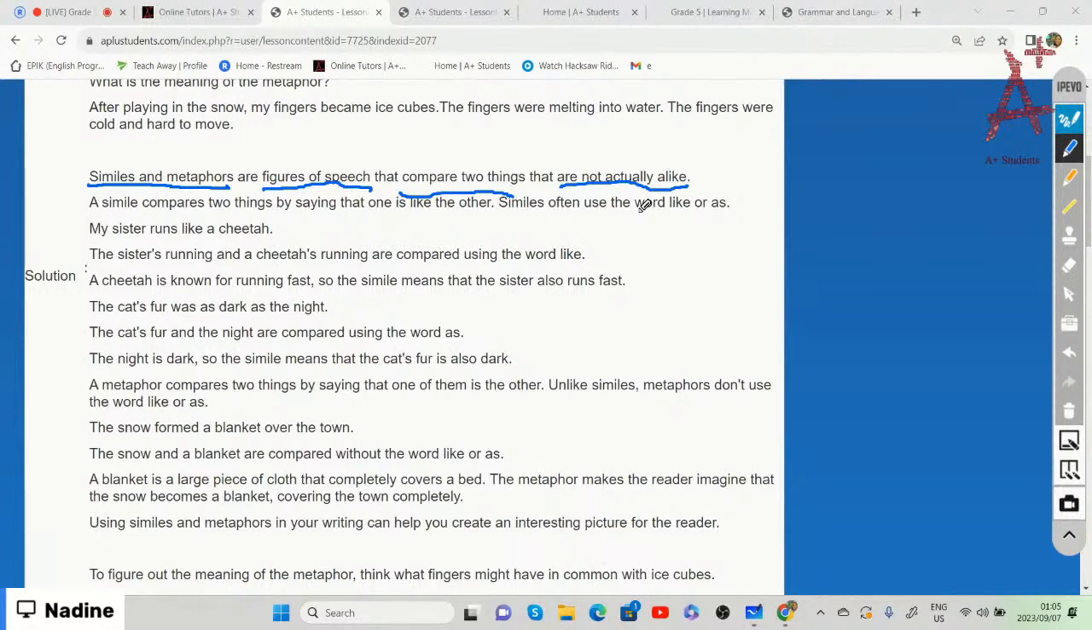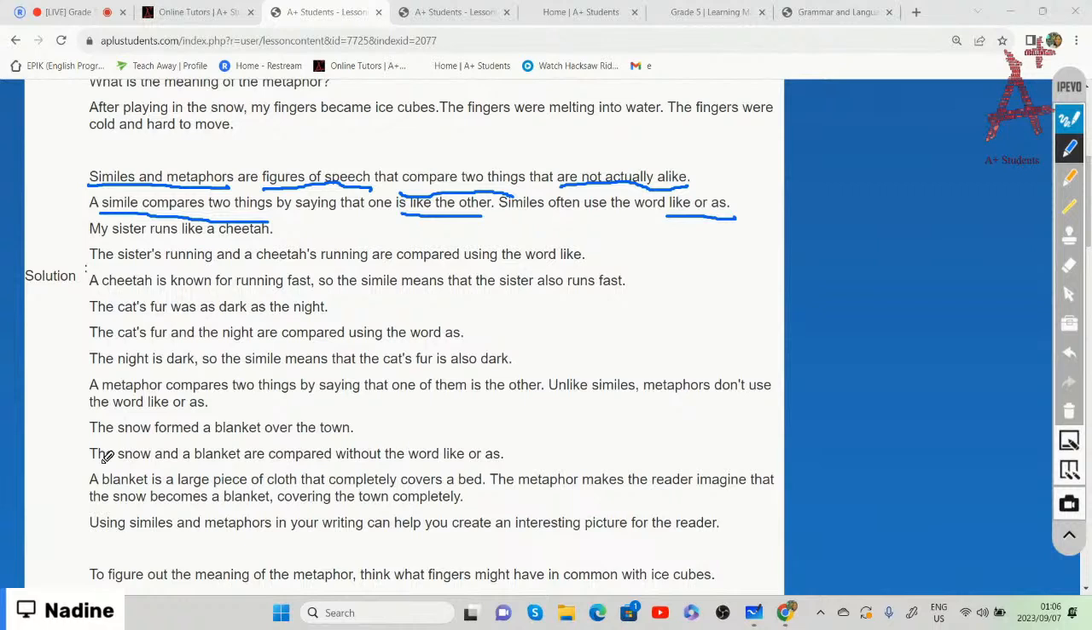And then we get a simile. So a simile compares two things. It compares two things by saying that one is like the other. So it's either like the other or as the other. Similes often use the word like or as.